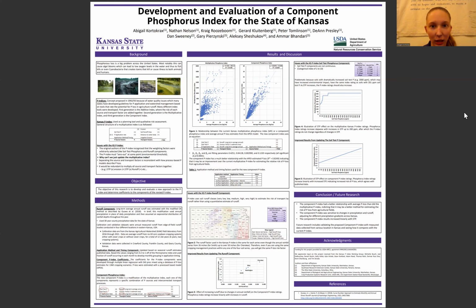In our conclusion and future steps, the component index has a better relationship with average P loss than our multiplicative index. The component P index was sensitive to changes in precipitation and runoff, adjusting for different precipitation gradients. Our component P index results increased with increase in soil test P. Our future steps would include going through this new component phosphorus index and validating it with data across different locations of Kansas.